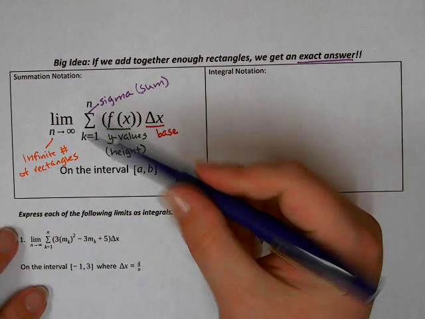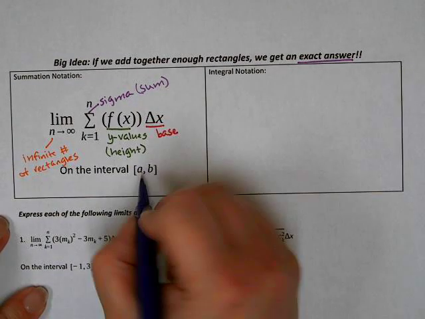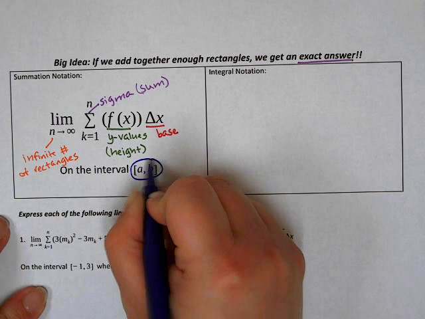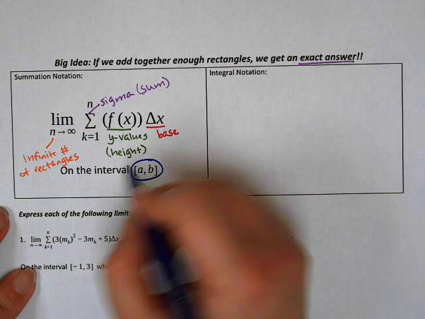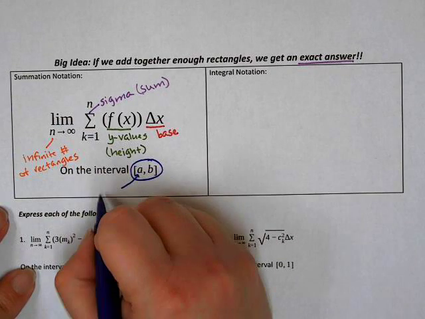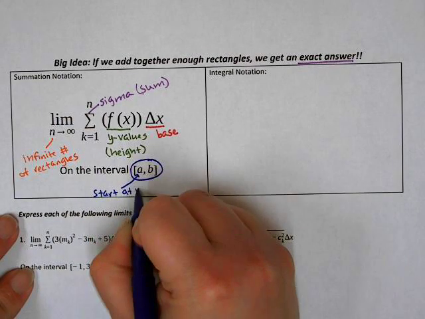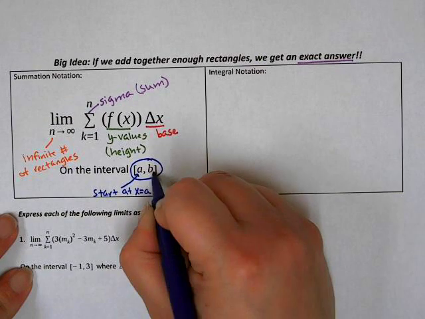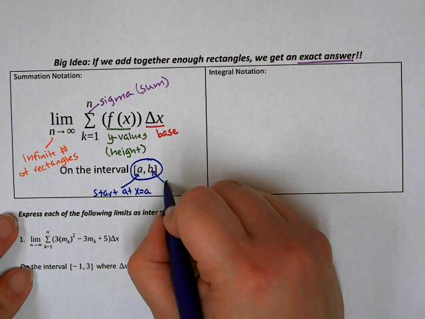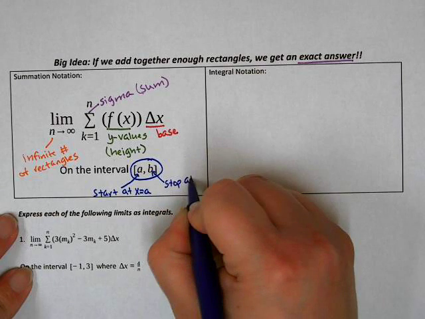And that's the other part that I want to actually point out to you, is we're doing this limit notation, but it's on this interval from a to b. So we know that if we've got a, that's our starting x value. So we start at x equals a. And b is where we end, so we stop at x equals b.